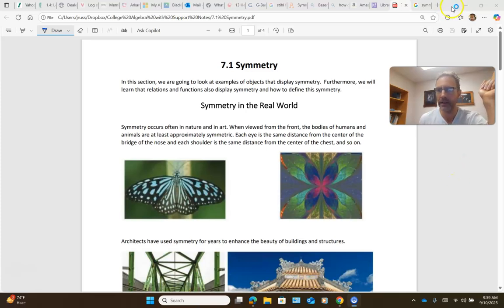Alright, welcome back guys. We're going to be starting the first material of Module 2, so namely 7.1. And this deals, as you can see, with symmetry. Okay, so pretty sure everybody has an idea of what that word means.